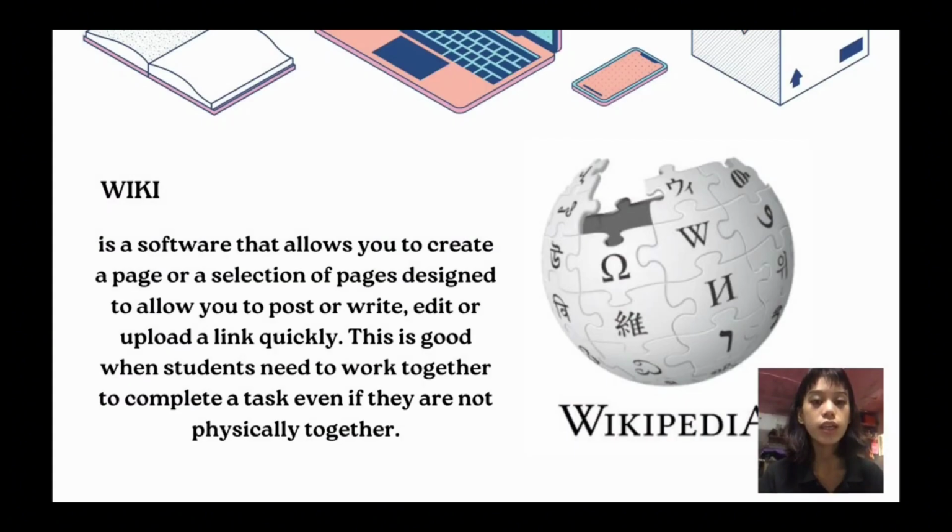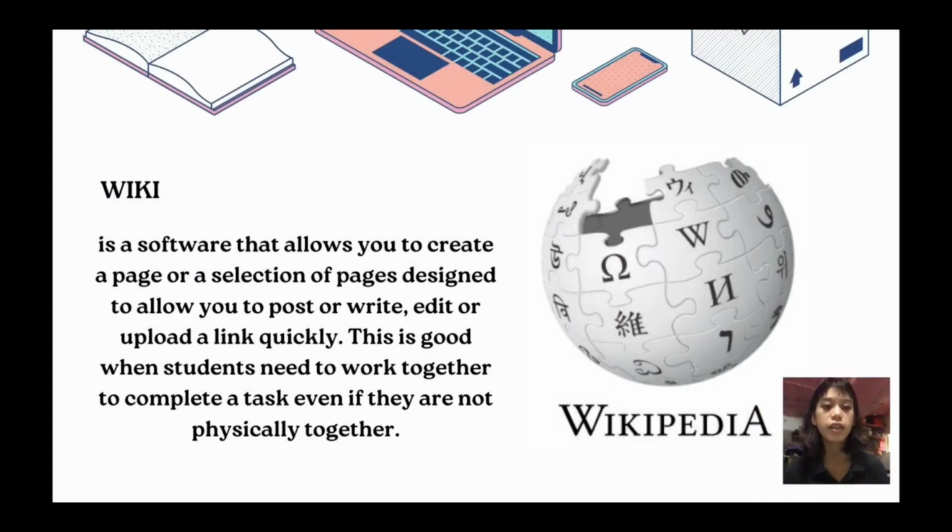So next is the Wiki. A wiki is software that allows you to create a page or selection of pages designed to allow you to post or write, edit, or upload a link quickly. This is good when students need to work together to complete a task even if they are not physically together. A task such as writing a paper together, planning a presentation, or surveying ideas from team members can be managed by a wiki space that efficiently allows one to document the contribution of each member in the team. Work can be extended virtually and asynchronously with the use of the wiki.